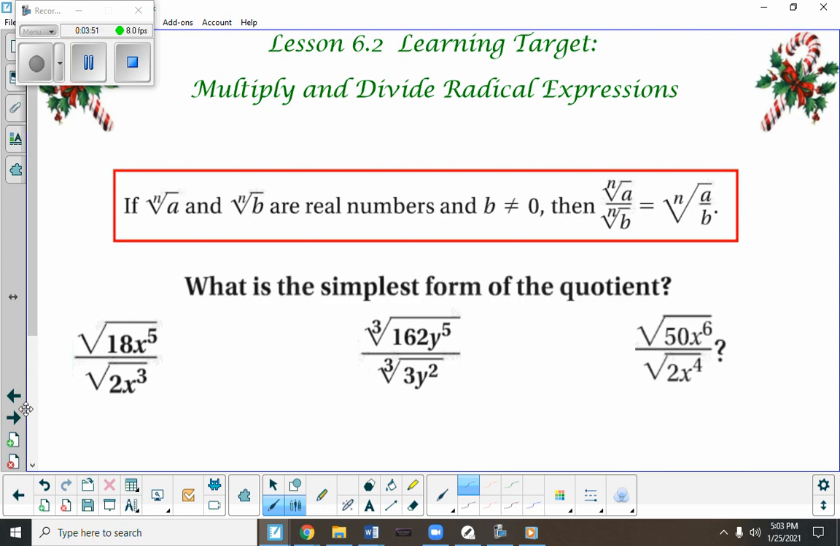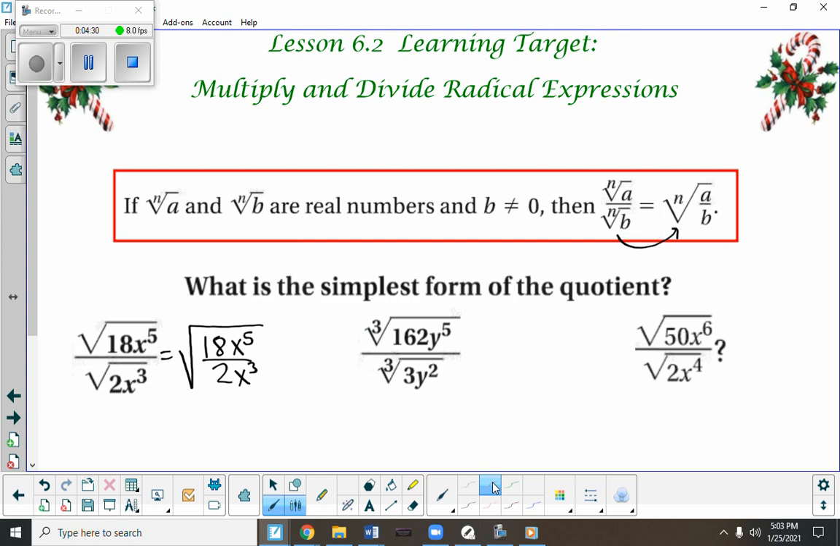Now let's talk about division. So if the nth root of a and the nth root of b are real numbers, and b is not equal to 0, because remember we can't have a 0 in the denominator, the nth root of a divided by the nth root of b can be written as the nth root of a over b. And you'll want to go from this form to this form if your a and b can be reduced. So in this example, we look at the numerator and the denominator. The 2 and the 18 can cancel. You have x's that would cancel, so you would write it all underneath one radical, and then reduce where you can.